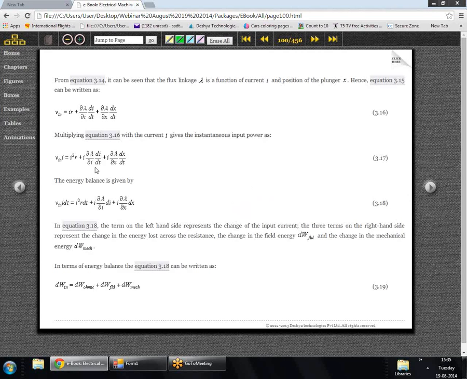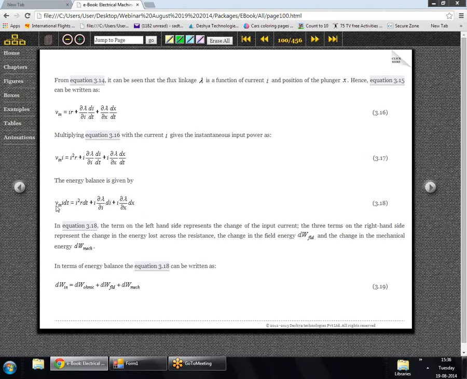Now what we do is we multiply both sides of equation 3.16 with current, and we get the equation of the power, which is shown in equation 3.17. Now this equation 3.17 is again multiplied by dt on both sides, the left side and the right side. So I get equation 3.18, and this equation 3.18 actually gives me the differential energy.